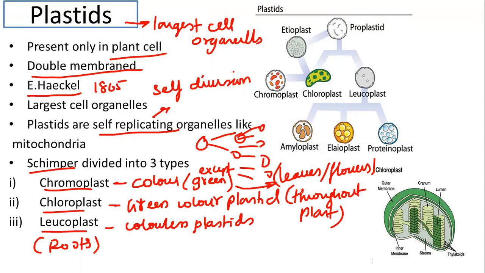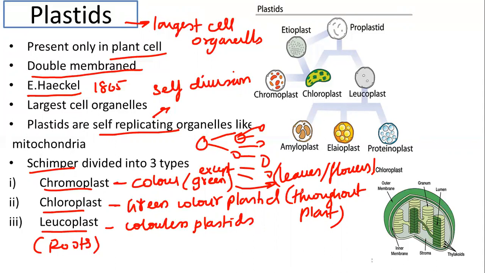And the green color is because of chloroplast. The green color leaves, green color stem is all because of chloroplast. And leucoplast will be present in roots, which is colorless. Then you can ask me, sir, the roots are brown in color. No, that brown color is because of soil. The roots are dissolved in soil, so they are brown in color. Otherwise roots don't have any color.